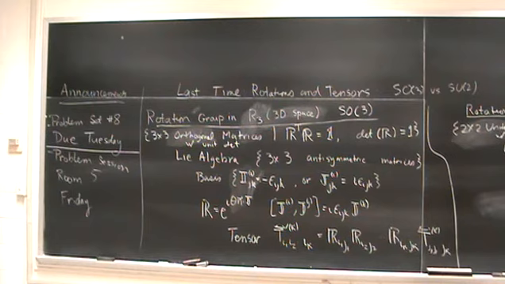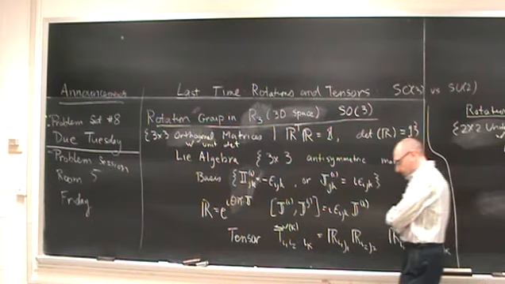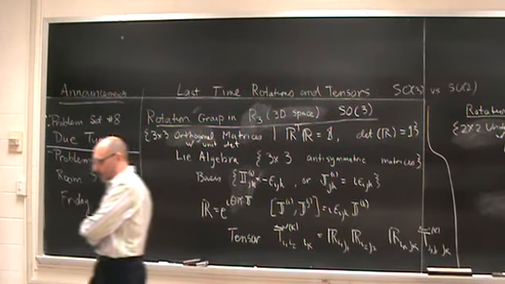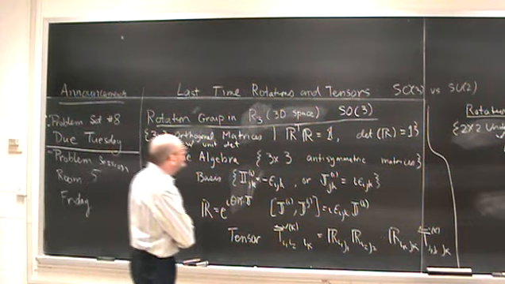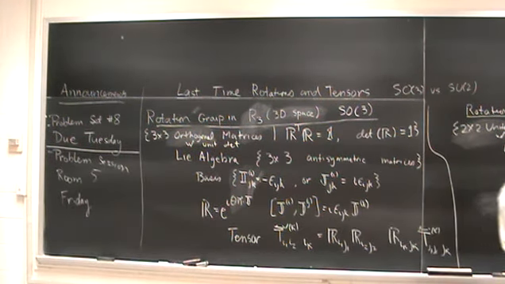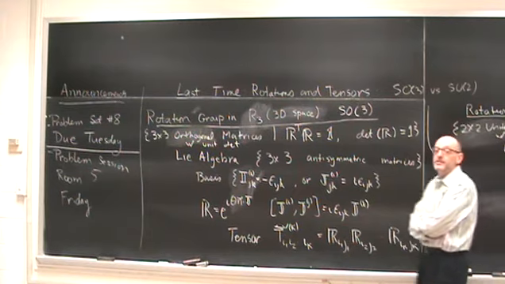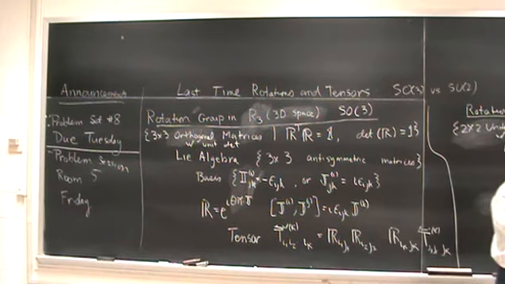Okay, so we're talking about rotations and tensors in quantum mechanics. What we discussed last time was that there are these two different groups that play a role when we're talking about rotations. The group of rotations in R3, that is three-dimensional Cartesian space, the group that generates rotations is the group SO3.